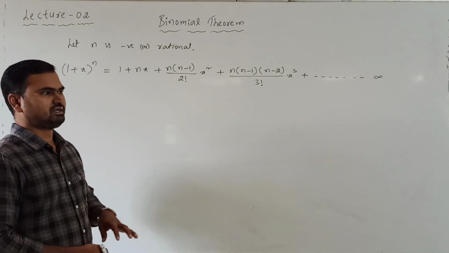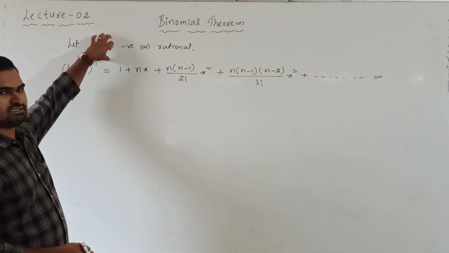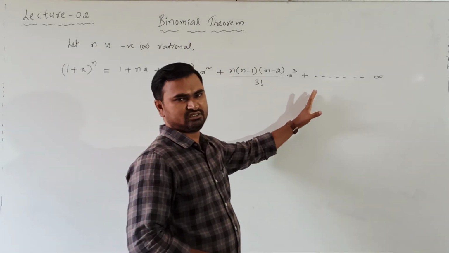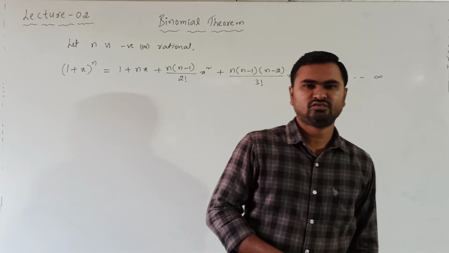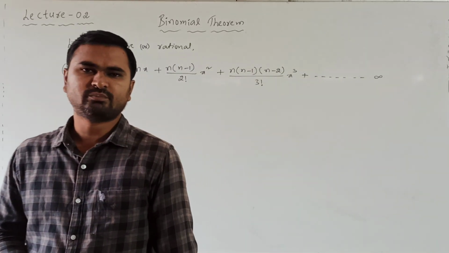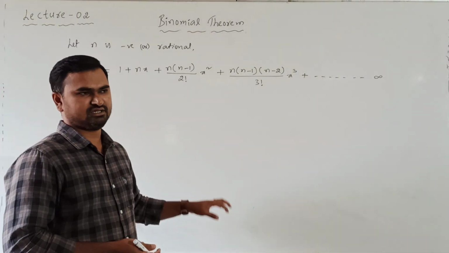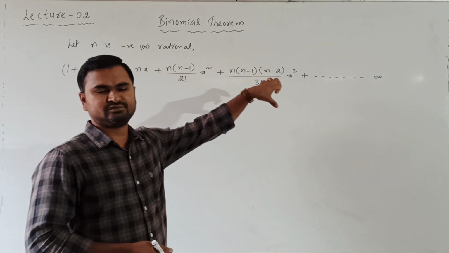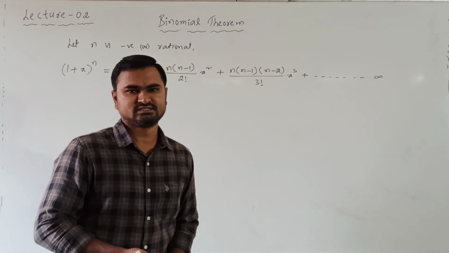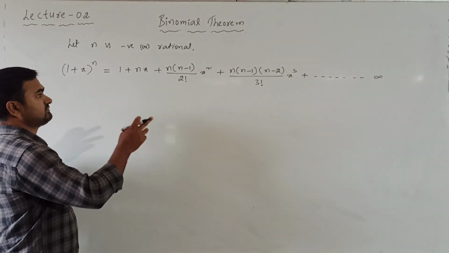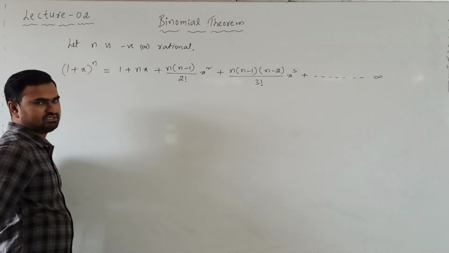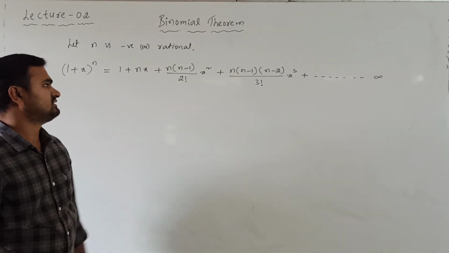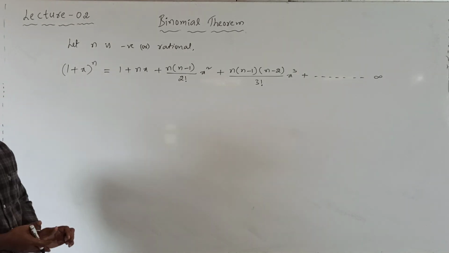Okay. So here we can see that when the power is negative or rational, we are getting an infinite number of terms in the expansion. Whereas when the power n is a positive integer, as we saw in the last class, the number of terms in the expansion is n + 1. That is the difference between the power being positive and the power being negative or rational. So this is the expansion for (1 + x)^n.